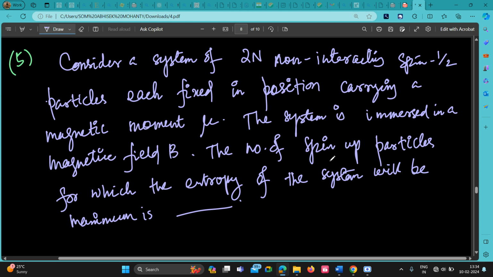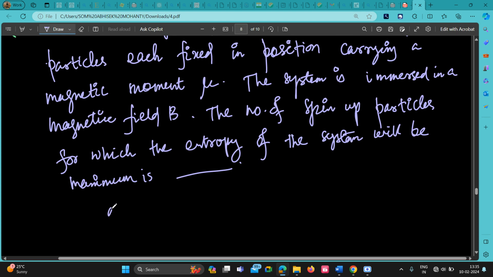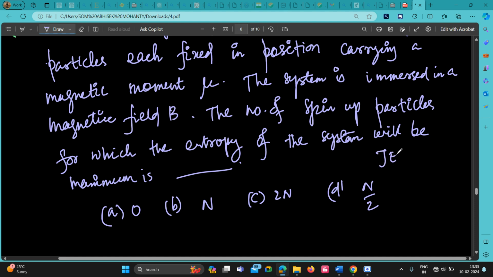Consider a system of 2n non-interacting spin half particles, each fixed in position and carrying a magnetic moment mu. The system is immersed in a magnetic field B. The number of spin up particles for which the entropy of the system is maximum is: option A, 0; option B, n; option C, 2n; option D, n by 2. This is JEST 2014.